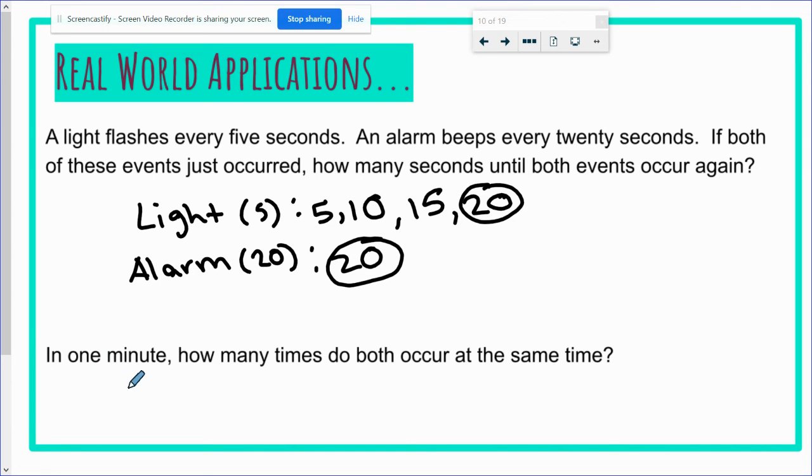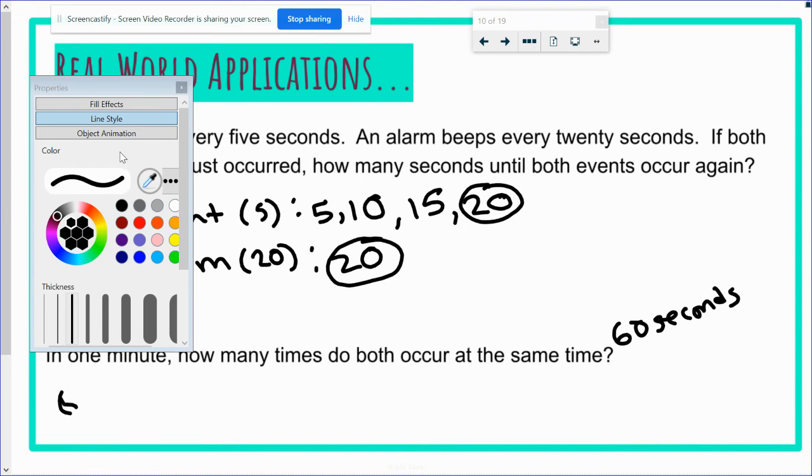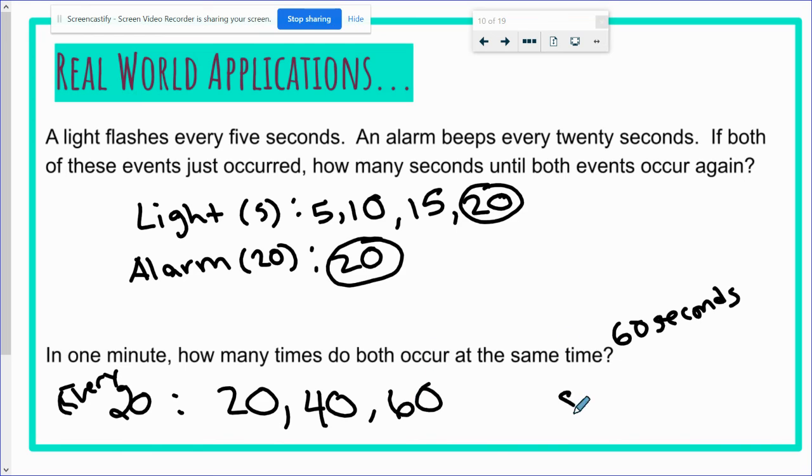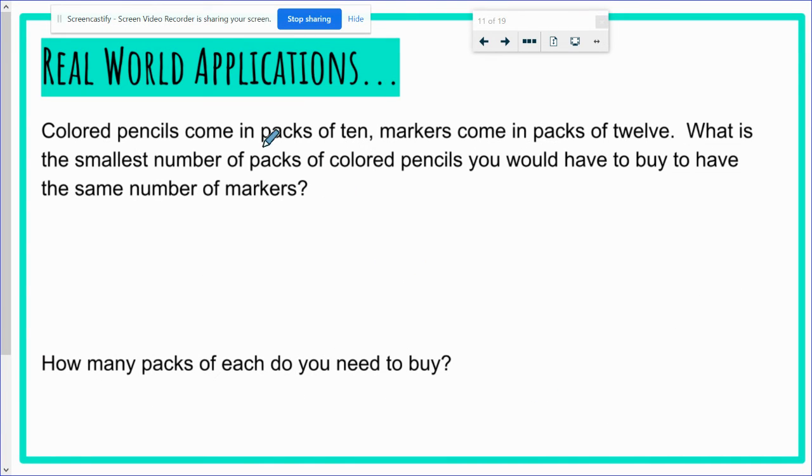So now, in 1 minute, how many times do both occur at the same time? We know that there are 60 seconds in a minute, and we know that it happens every 20 seconds. Hold on, what happened to my pen? There we go. So it happens every 20 seconds, so it would happen after 20 seconds, 40 seconds, and then 60 seconds. So it would happen 3 times. All right, let's keep going.